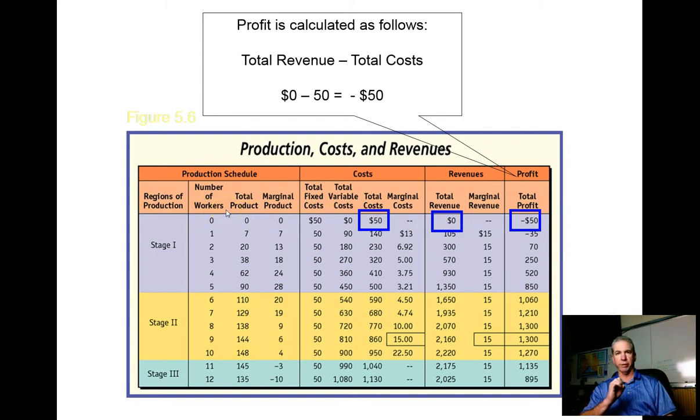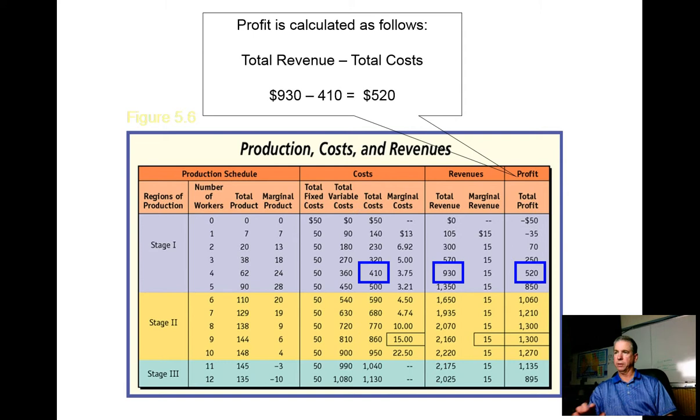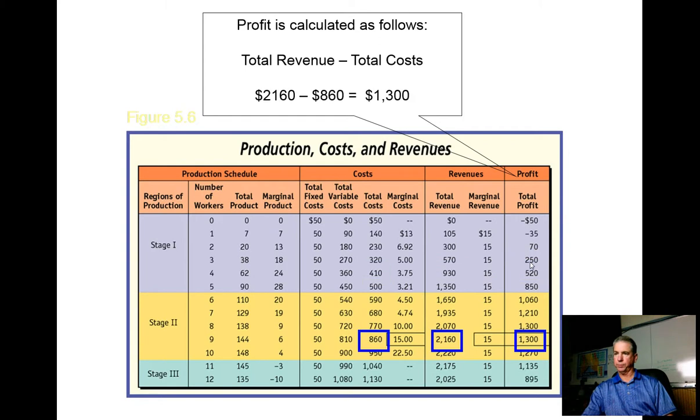So let's start hiring workers, start making some money. Let's skip down to 4 workers and analyze our profit. Total revenue, $930. There it is up here in our example. Minus the $410, and that equals that $520 total profit. And that's at 4 workers. Well, let's go do another one.